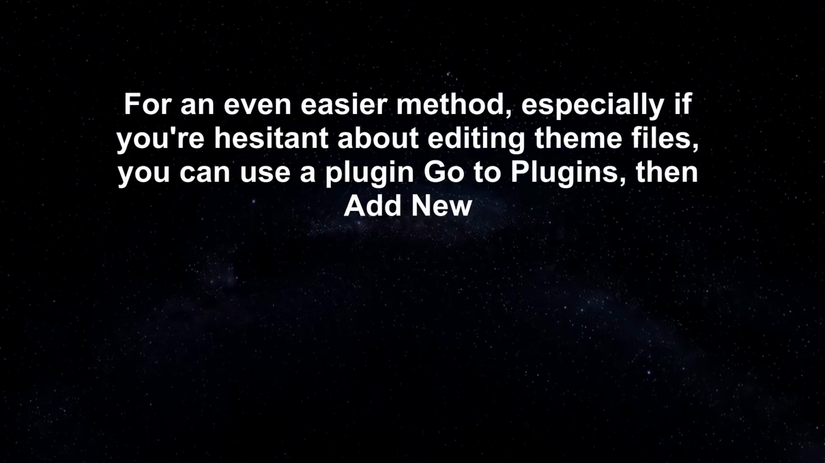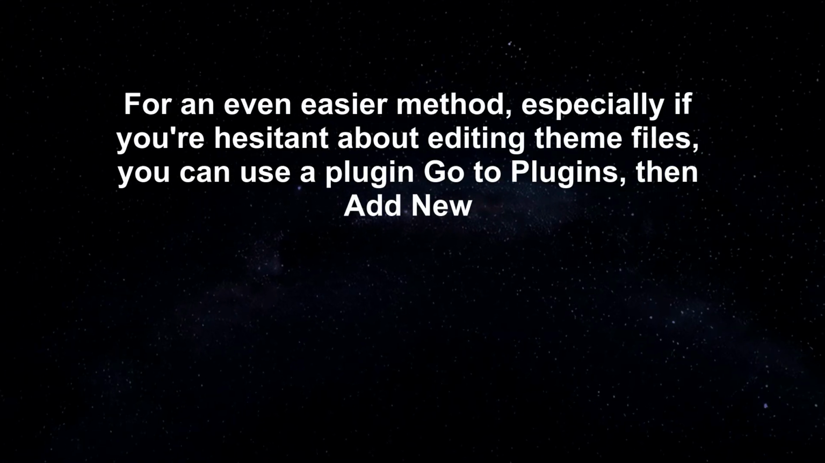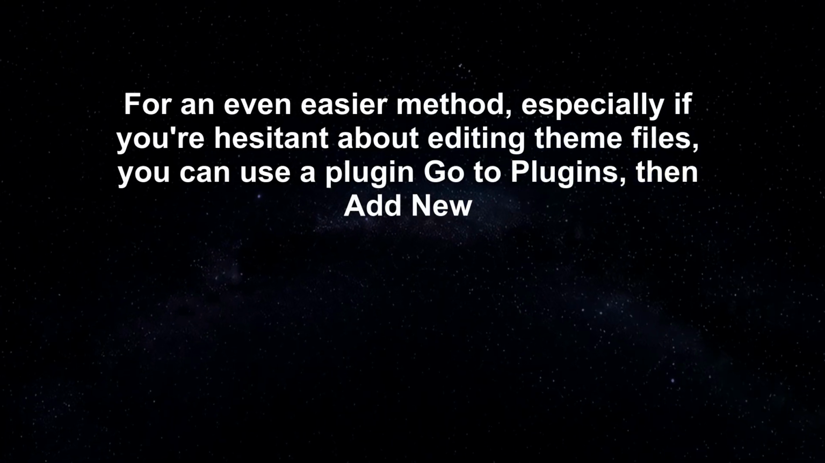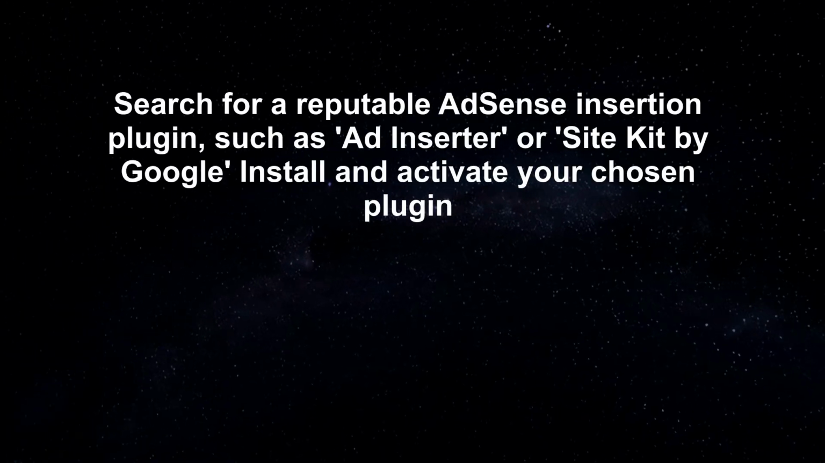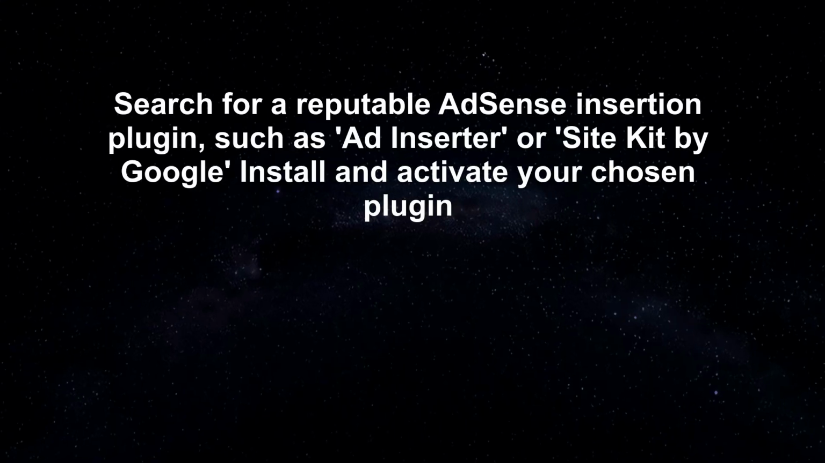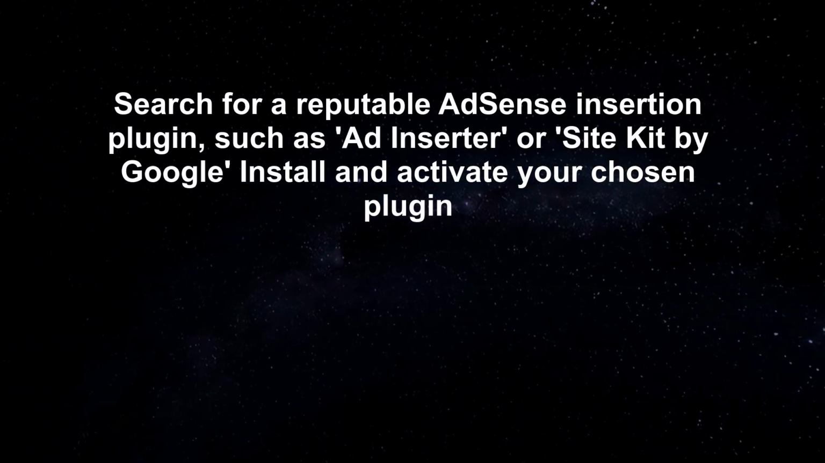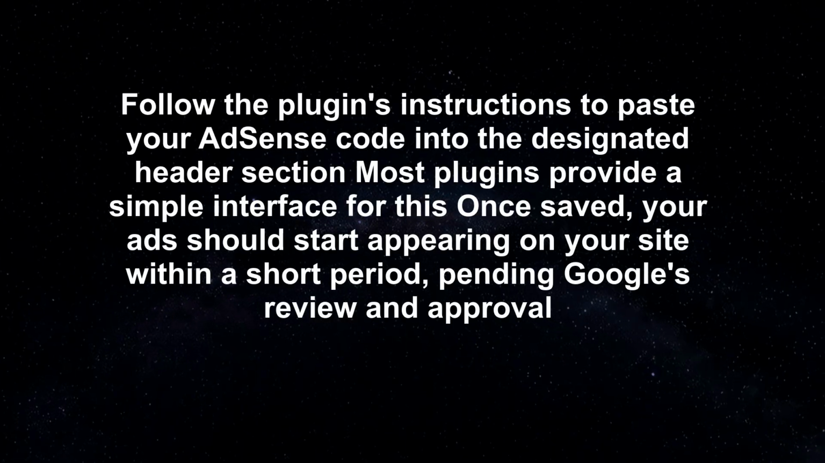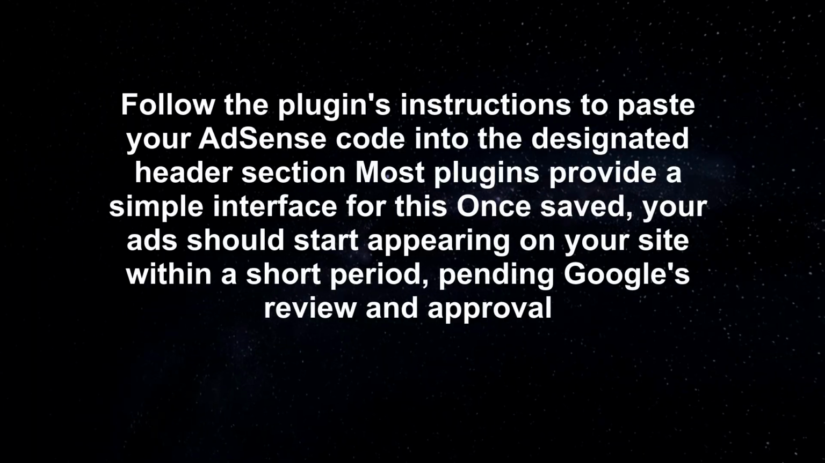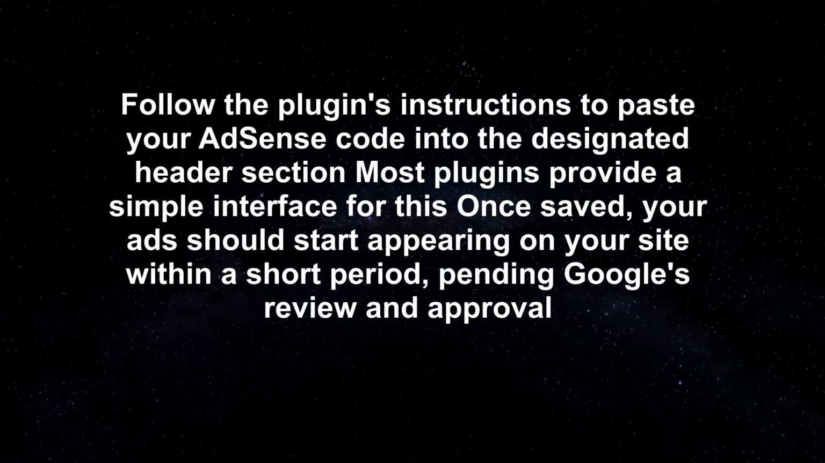For an even easier method, especially if you're hesitant about editing theme files, you can use a plugin. Go to Plugins, then Add New. Search for a reputable AdSense insertion plugin, such as Ad Inserter or Site Kit by Google. Install and activate your chosen plugin. Follow the plugin's instructions to paste your AdSense code into the designated header section. Most plugins provide a simple interface for this.